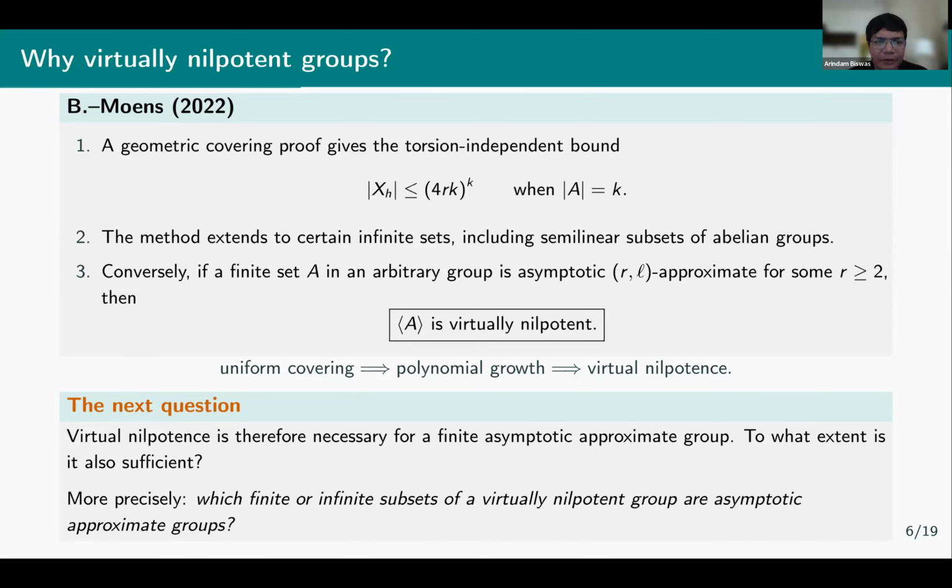We are also able to show that if a finite set A in an arbitrary group is an asymptotic (R, L) approximate group, then the subgroup generated by A will be virtually nilpotent. For this, we use uniform covering, and we got to polynomial growth, and then polynomial growth will imply virtually nilpotent. So here we are using Gromov's theorem, which is obviously a strong result. And so, what does that mean?